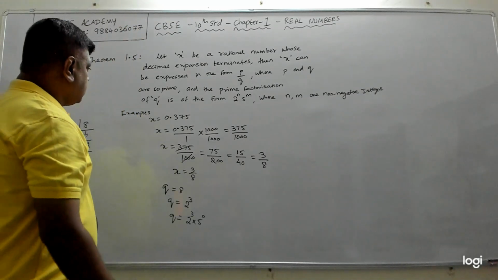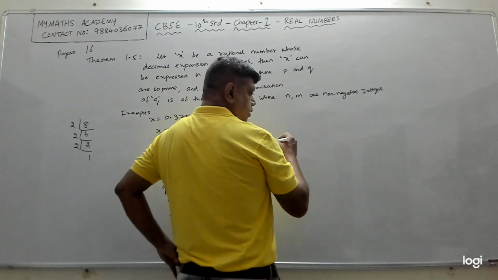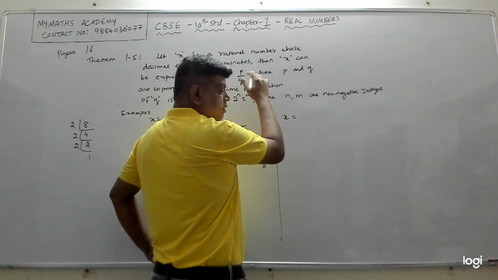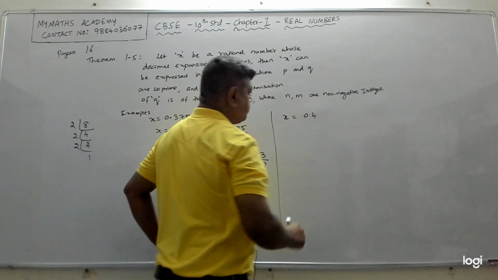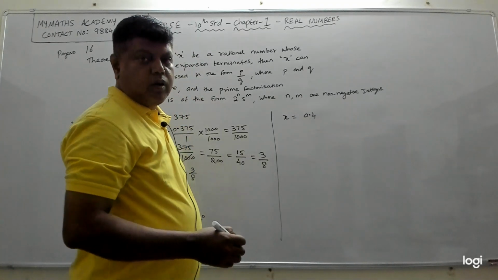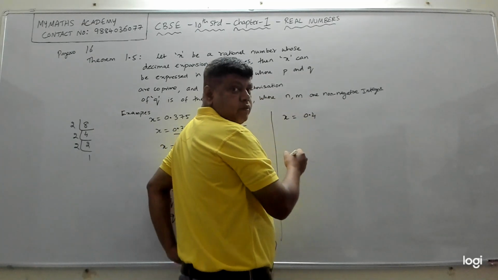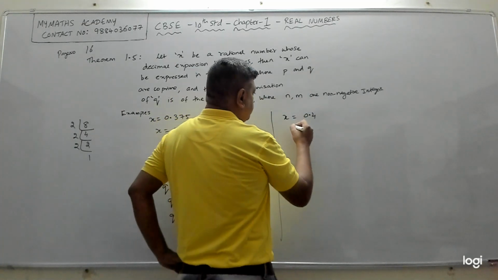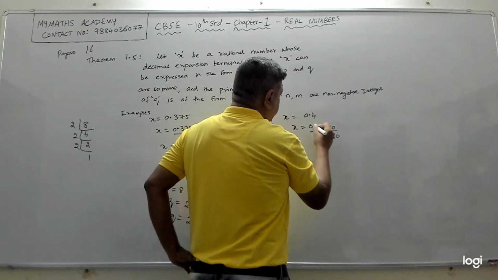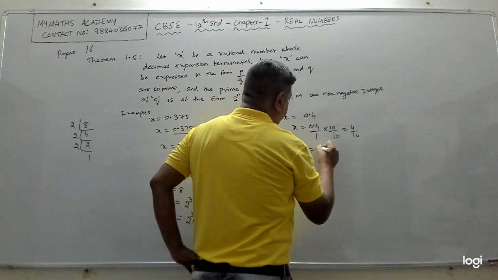Clear? Now we will take one more example. Suppose x is equal to 0.4. I'm just explaining this theorem. How do we convert this into the form of p by q and then simplify? We need to convert this decimal into a fraction. So my x is 0.4 by 1, into 10 by 10, because after the decimal we have only one digit. This gives me 4 by 10. So my x is 4 by 10.